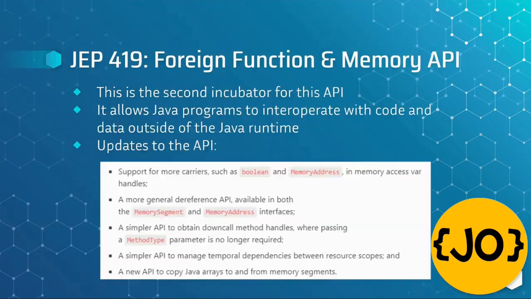And then the JEP for the Foreign Function and Memory API. This one might look familiar, that's because it's the second incubator for this API. The first one was last release. This API allows Java programs to interoperate with code and data outside of the Java runtime. It's a modern alternative to the JNI, the Java Native Interface. And in this new JEP there are a couple updates to this API which are listed on the slide here.